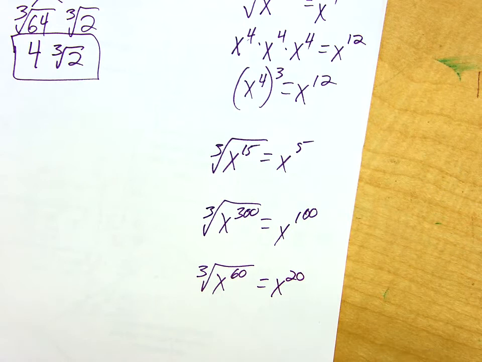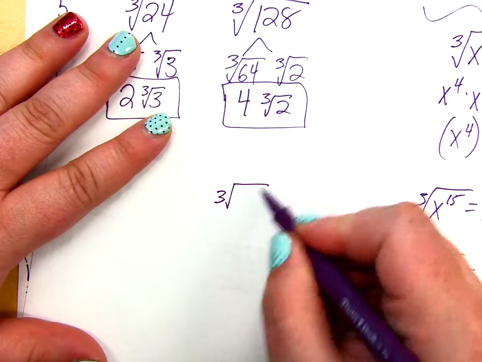Boy, this is easy. Again, we are assuming that all of our variables represent positive numbers because there are some funky things that happen. You'll explore those in Algebra 2. But anyway, the problem comes in when I try and take the cube root of a number that I can't divide by 3. So let's say I tried to take the cube root of, I don't know, how about x to the 20th?